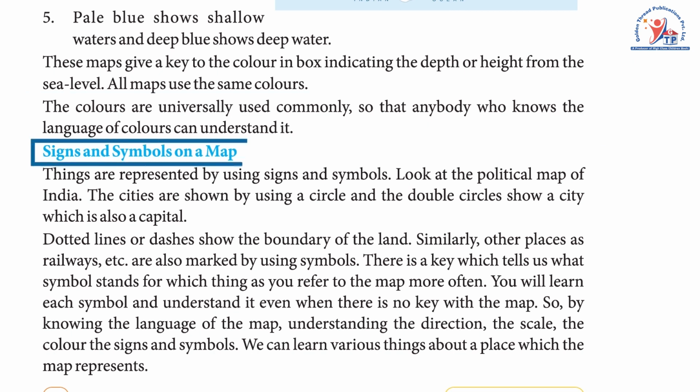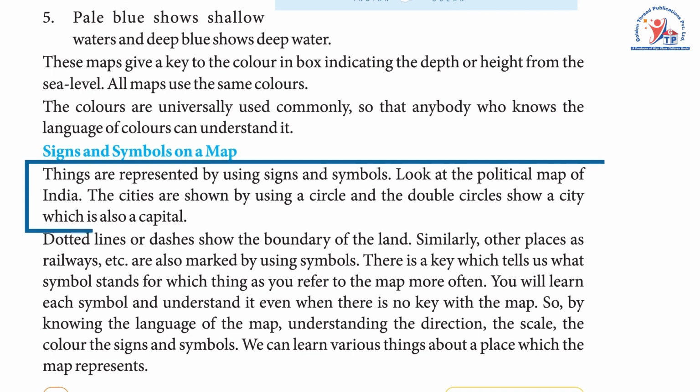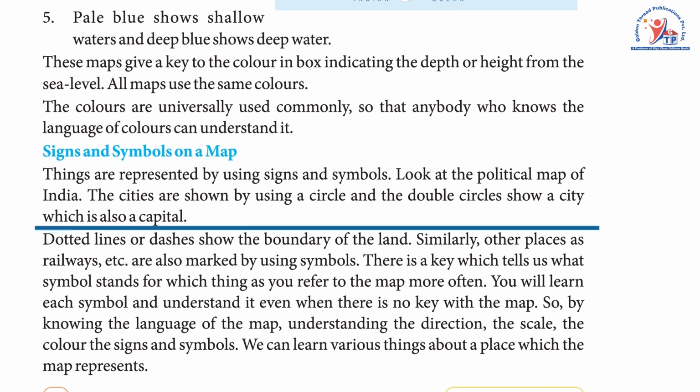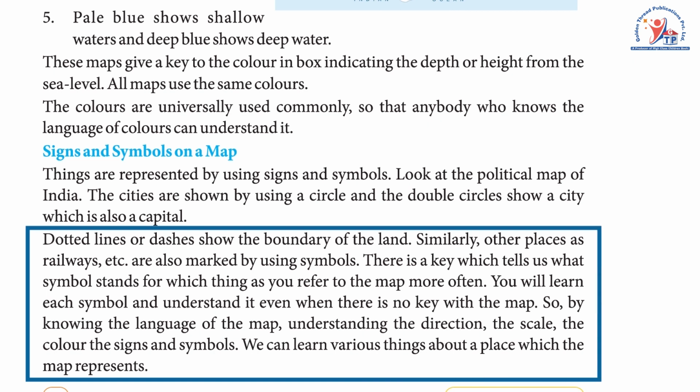Signs and symbols on a map. Things are represented by using signs and symbols. Look at the political map of India. The cities are shown by using a circle and the double circles show a city which is also a capital. Dotted lines or dashes show the boundary of the land. Similarly, other places such as railways etc. are also marked by using symbols.